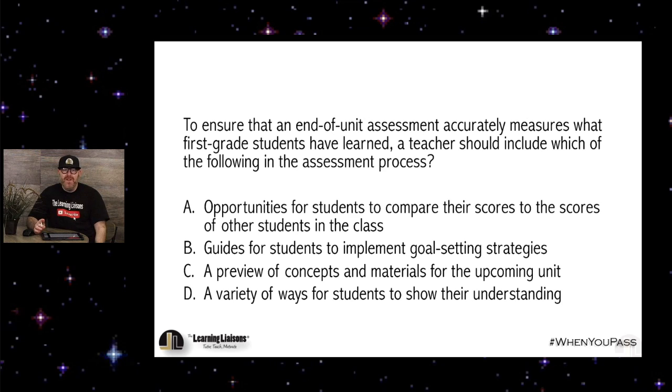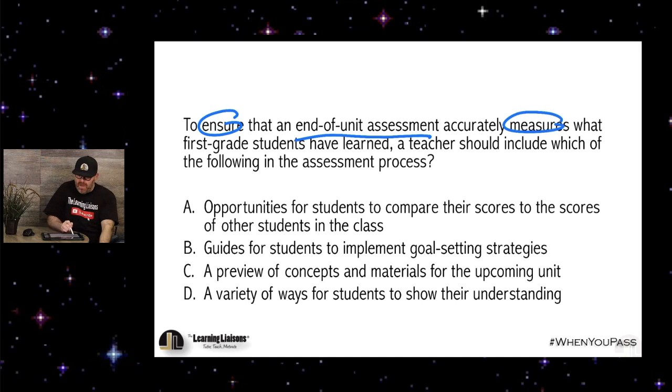Again, because you saw it before. So to ensure that an end of unit assessment accurately measures what first grade students have learned, a teacher should include which of the following in the assessment process. All right, so we didn't cross off any answers before because there's not always an outlier. We needed more information. So to ensure what? End of unit assessment. So now our brain should go right to what an end of unit assessment is, like summative assessment, right? Accurately measures what? What they have learned. The teacher should include which of the following in the assessment process.